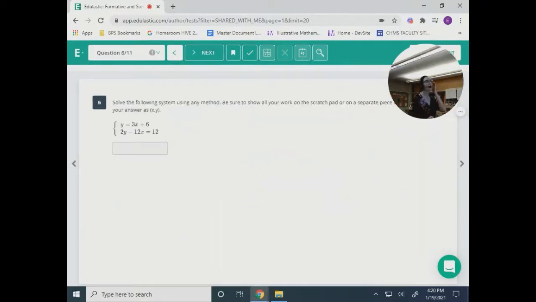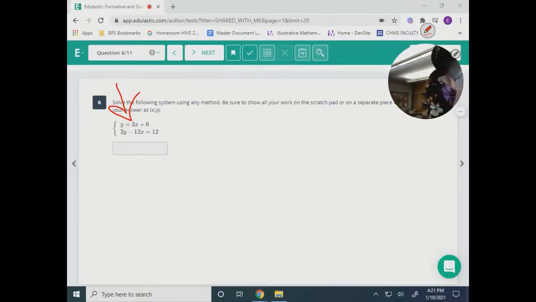Okay, 6. I got this guy here. Solving the system using any method, be sure to show your work on the scratch pad or on a separate piece of paper. Boom, x comma y. I love this guy. This guy is nice. I have a y is equal to equation. A one variable is equal to something. I can substitute. Yes. Oh, I love it.